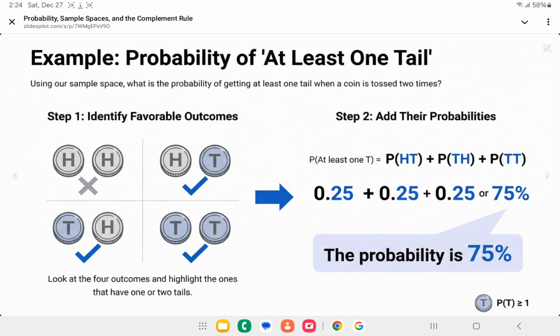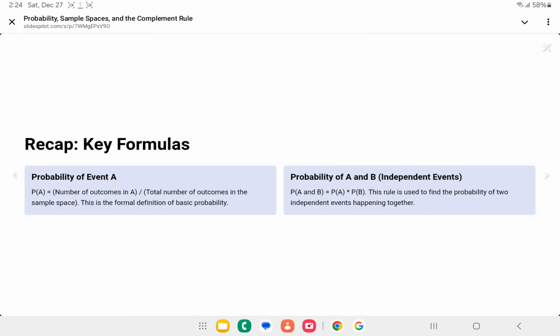This can be written as the probability of A and B is equal to the probability of A times the probability of B. As I mentioned before, you can only use this formula if they are independent events, but you will learn about this in the next video. For now, let's talk about some probability rules.